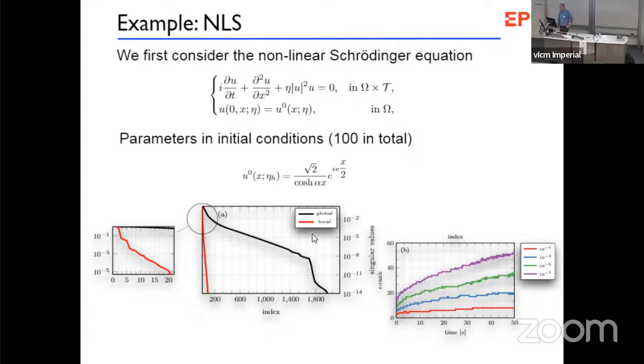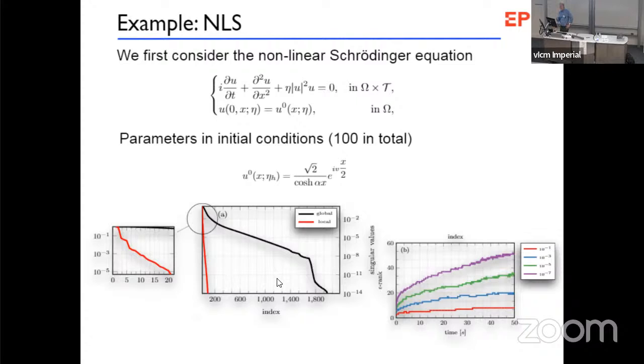Now, if you look for a global basis, the singular values is the black line. You see it decays really slowly, which is what you would expect because it's a transport problem. Whereas if you just take a short period of time and you look for the dimension of the basis, it actually drops extremely fast. So there is a reduced basis, but not for the global problem, but only for the local problem.